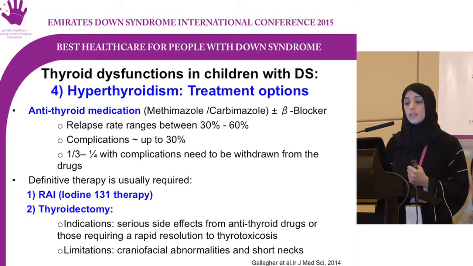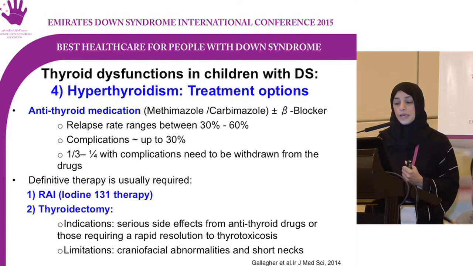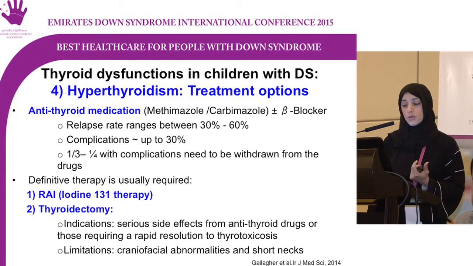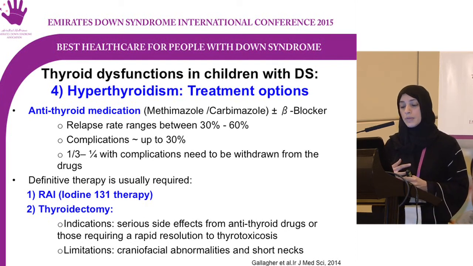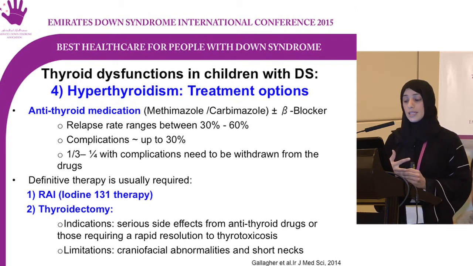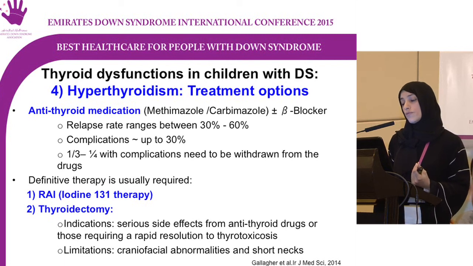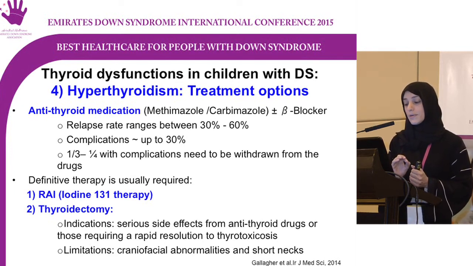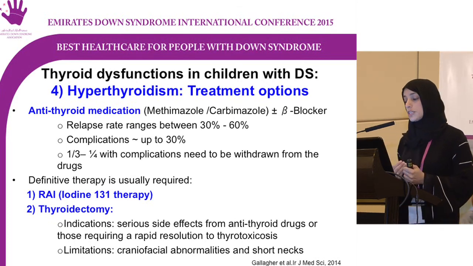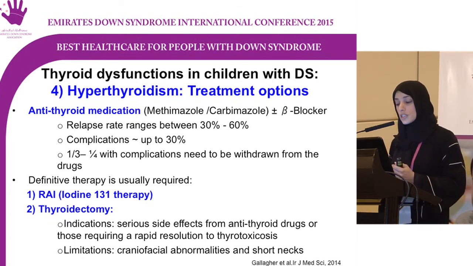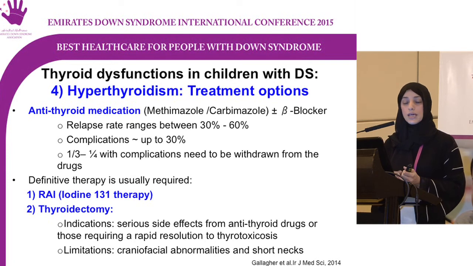The first line of treatment is the antithyroid medication, namely methimazole or carbimazole, plus or minus beta blocker to reduce the sympathetic symptoms. Relapse rate, we know that up to 30-60% of kids who completed the 2 years of treatment will have a relapse. And the complication from the medication itself is up to 30%. Of these, in 30% the kid needs to be off treatment because of life-threatening complications including hepatitis.